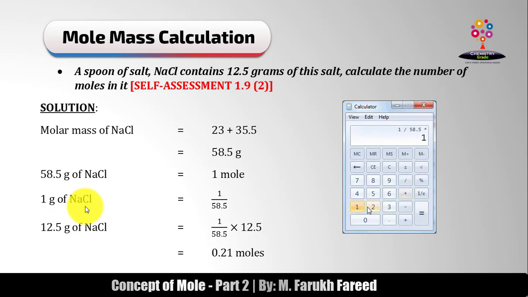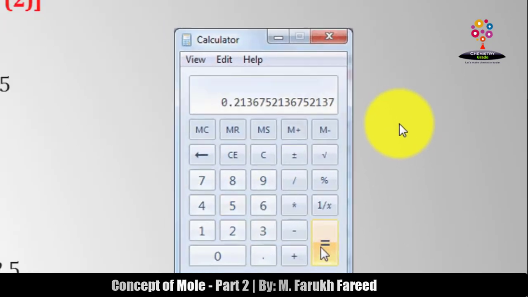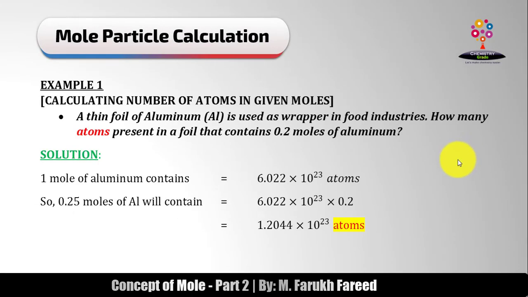If 1 gram of sodium chloride is 1 over 58.5, so 12.5 gram of sodium chloride, we are applying simply unit method, 1 over 58.5 into 12.5, so it will become 0.21 moles. You may see the calculation over here. So now let's talk about the mole particle calculation, calculating the number of atoms in a given mole.